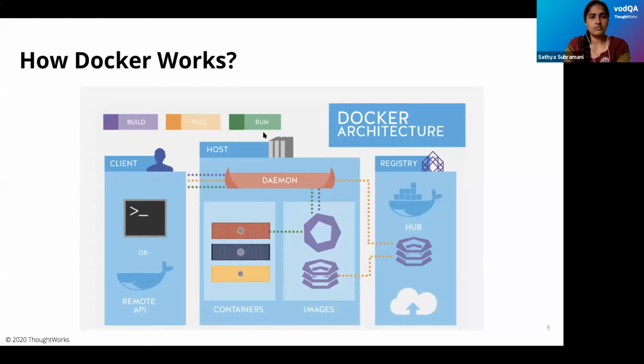Docker run will run that image as a container. As we already saw, an image is a snapshot, and if we run that image, it will run as a container. If I give docker run with the image name, the daemon will accept that request and check for the image locally. If it is present, it will run that image as a container. So this is the complete architecture of how Docker works, and this is the flow of the commands.